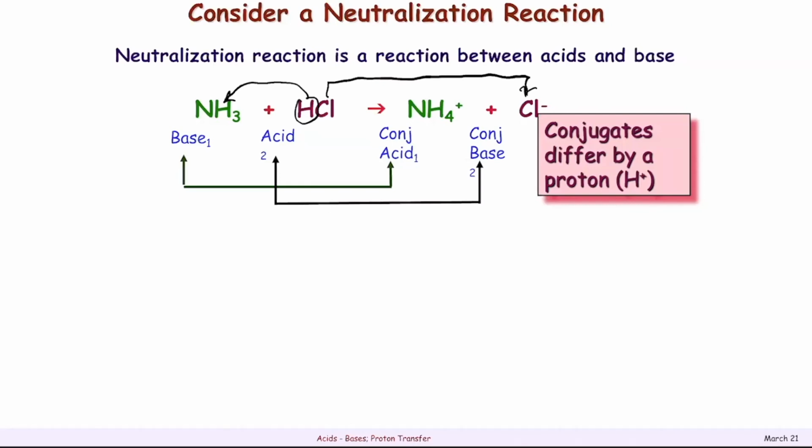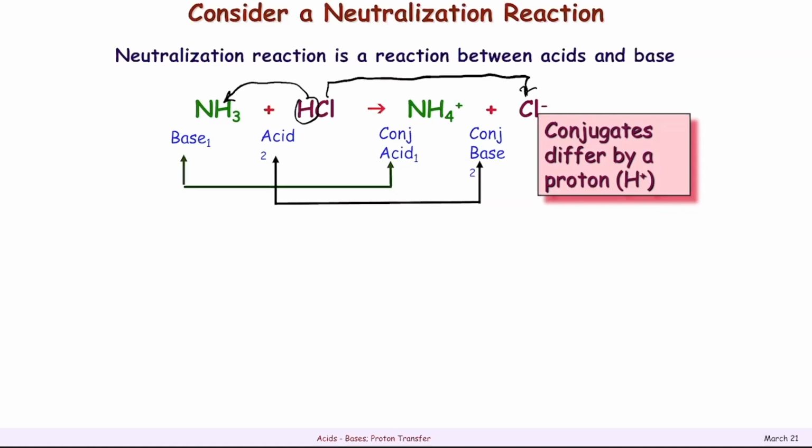Conjugate just means joining with, and these are the pairs that are different by a proton. In fact, conjugate pairs are only different by one hydrogen, one proton. So HCl is a conjugate pair of Cl minus. Cl minus is a conjugate pair of HCl. Likewise, NH3 is a conjugate pair of NH4. NH4 is the conjugate pair of NH3. Okay, you should be able to recognize between HCl and NH3 which is the base and which is the acid.